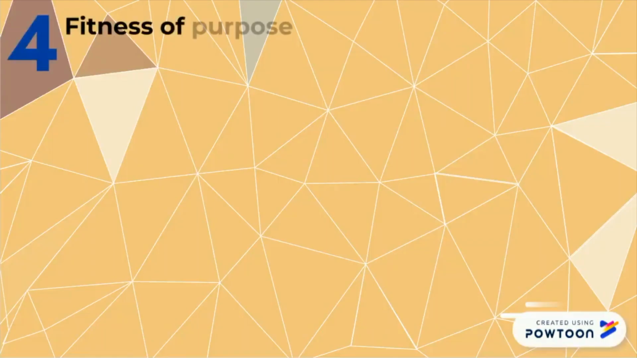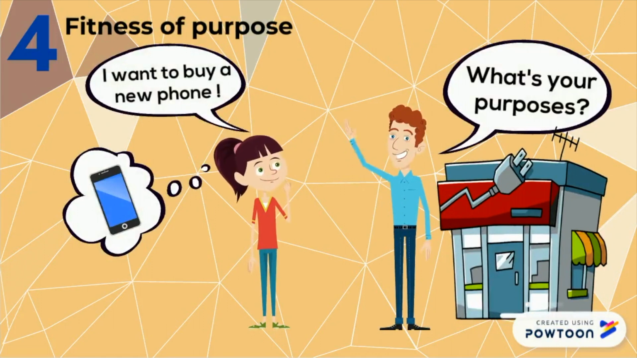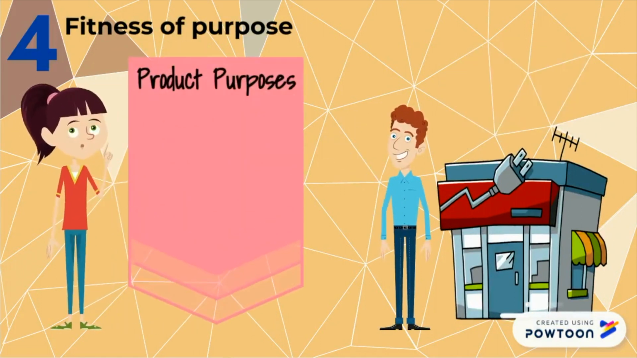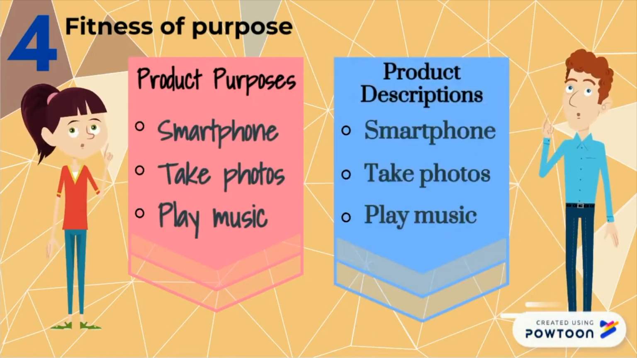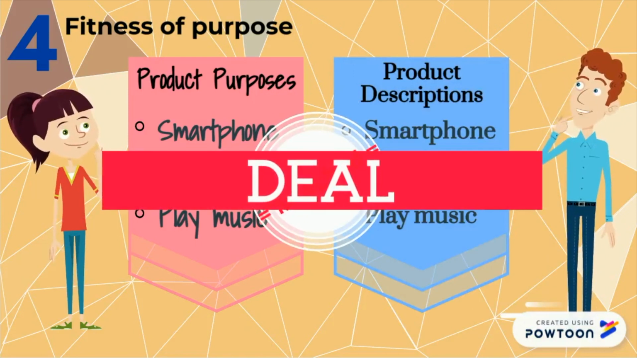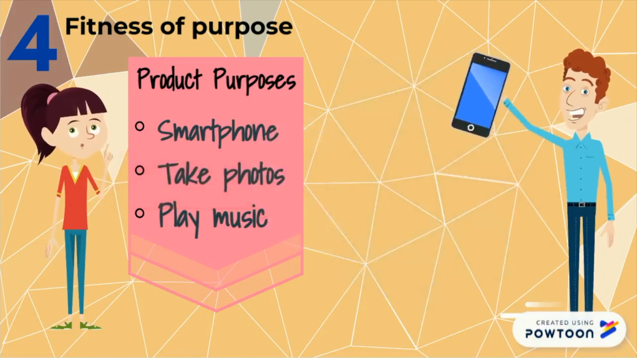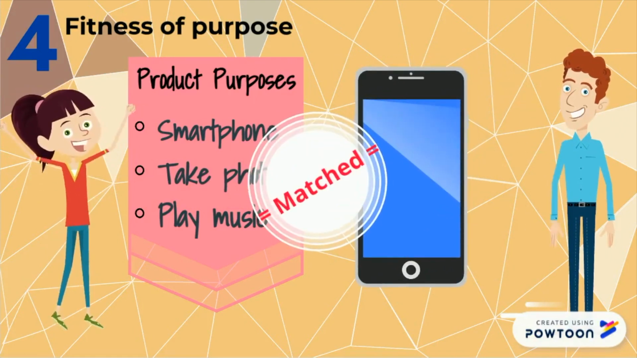Fourth, fitness for purpose. A seller may expressly or by implication make known to the buyer the particular or specific purposes of the products. If a buyer purchases the product due to the description from the seller, there is an implied condition that the goods supplied under the contract should be reasonably fit for that purpose. Otherwise, it will be treated as a violation of SOGO.